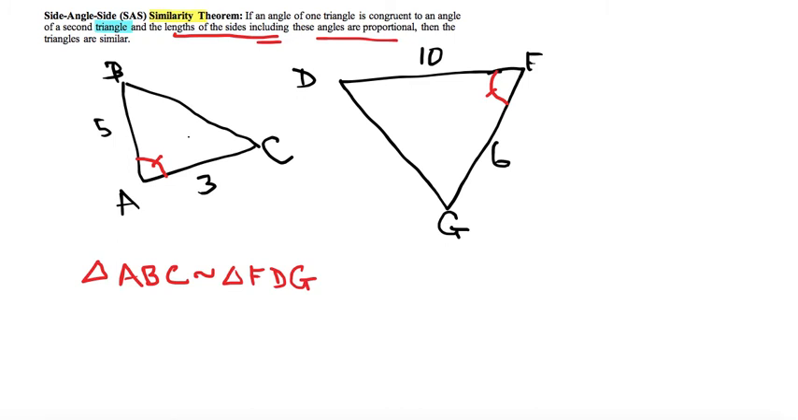So if I have two sides that are proportional and the angles in between them are congruent, then that's enough for us to say that the two triangles are similar to each other. Alright, so we'll go on to the next video and we will work through many more examples in greater detail.